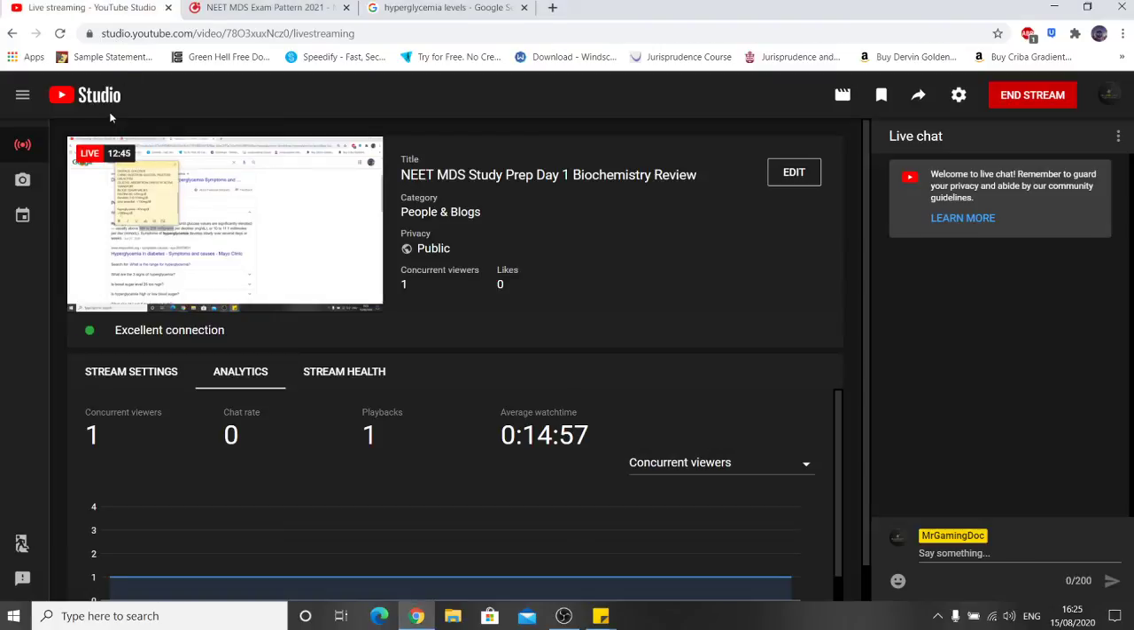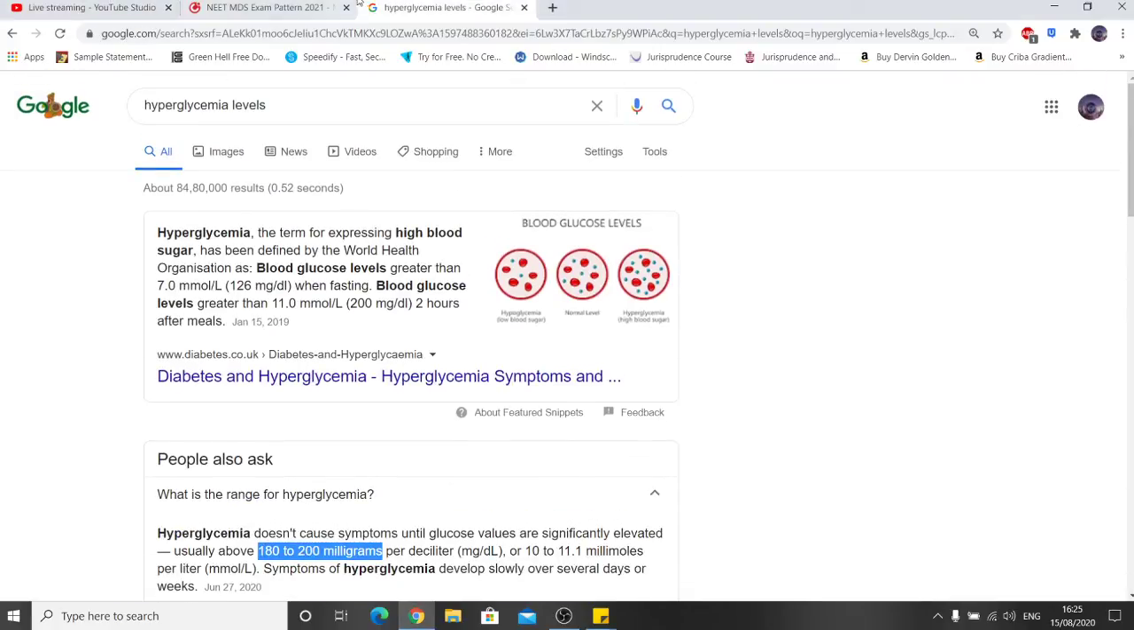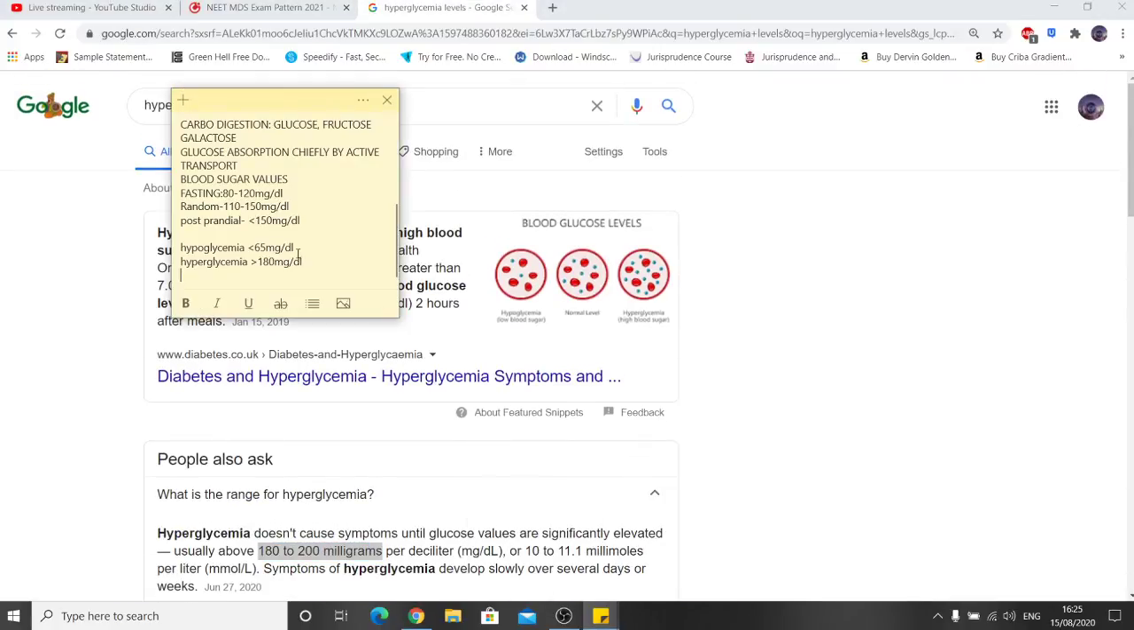Next thing, am I the only one watching? Okay, glycolysis. Here we are touching a big fish.